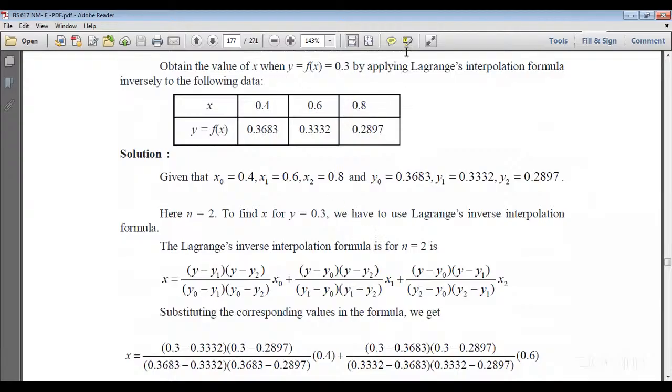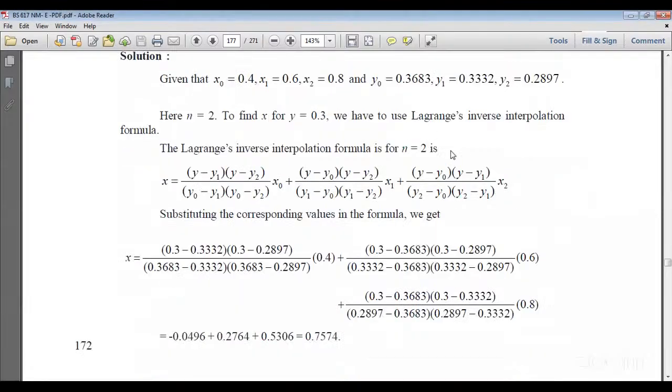Then y minus y0, y minus y2, by y1 minus y0, y1 minus y2, into x1, plus y minus y0, y minus y1, by y2 minus y0, y2 minus y1, into x2. And if there is a fourth term, you can write y minus y0, y minus y1, y minus y2, by y3 minus y0, y3 minus y1, y3 minus y2, into x3. These are the basic fundamentals. The values given here we are taking, then we are applying the values here.